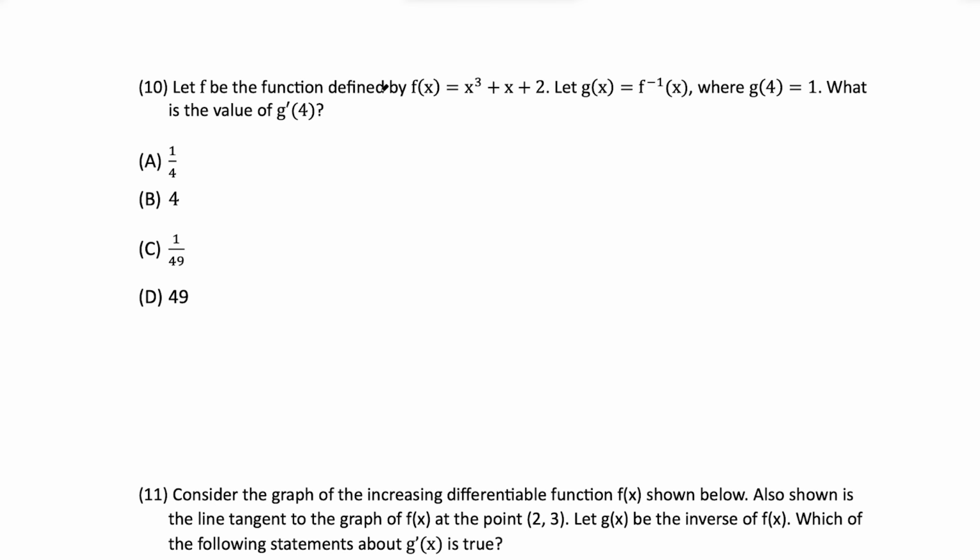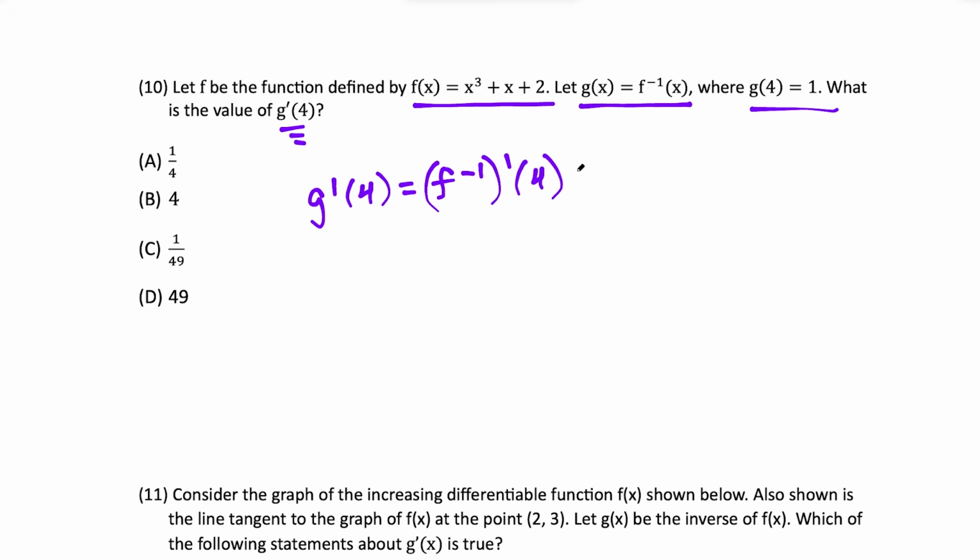Question 10, we have let f be the function defined by f of x equals this function here. And then we're told that g of x is equal to f inverse of x, and we have g of 4 is equal to 1. We want to know what is the value of g prime of 4. So g prime of 4, we could just use that formula again from earlier. To find g prime, that's the derivative of f inverse. So we're going to have f inverse prime at x equals 4, and this, if we use that formula, is 1 over f prime of f inverse of 4.